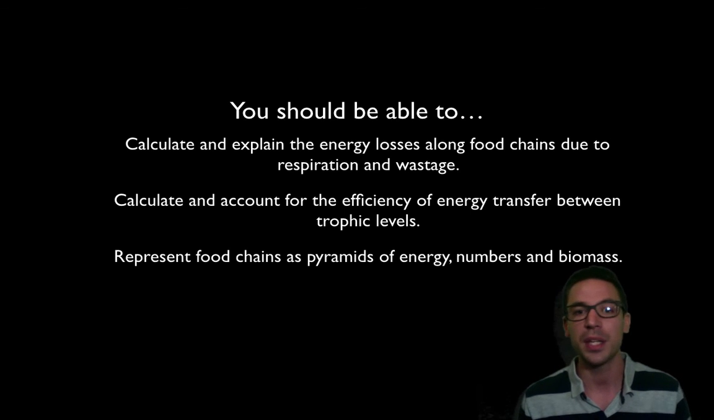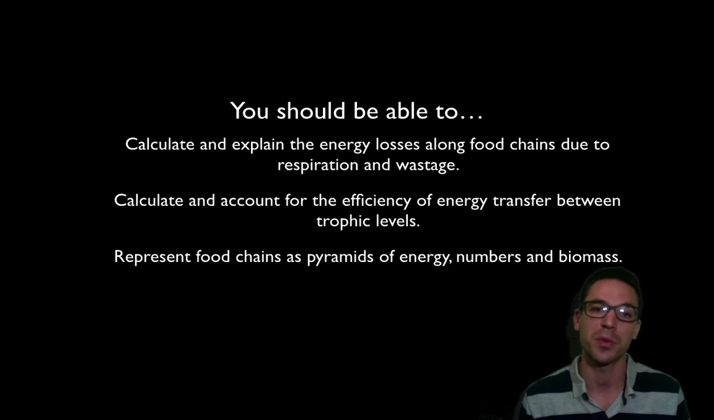You should be able to calculate and account for the efficiency of energy transfer between trophic levels. So if I give you two levels, can you calculate how much energy actually transferred? You can just divide how much moved versus how much was originally there and times it by 100. And then last but not least, represent food chains as pyramids of energy, numbers, and biomass. These diagrams of blocks just show us how these things typically decrease from level to level.